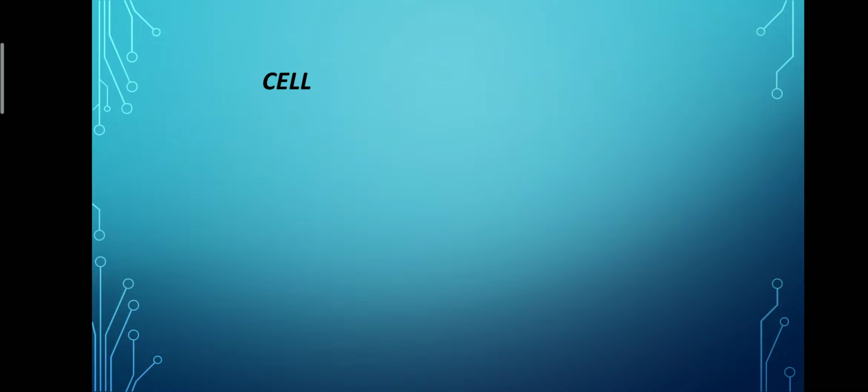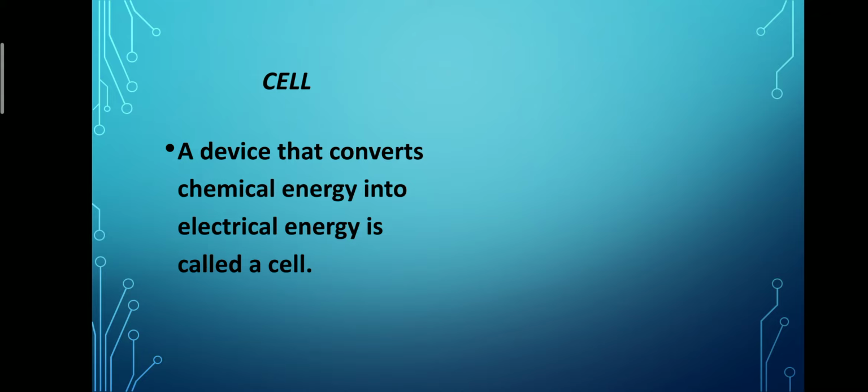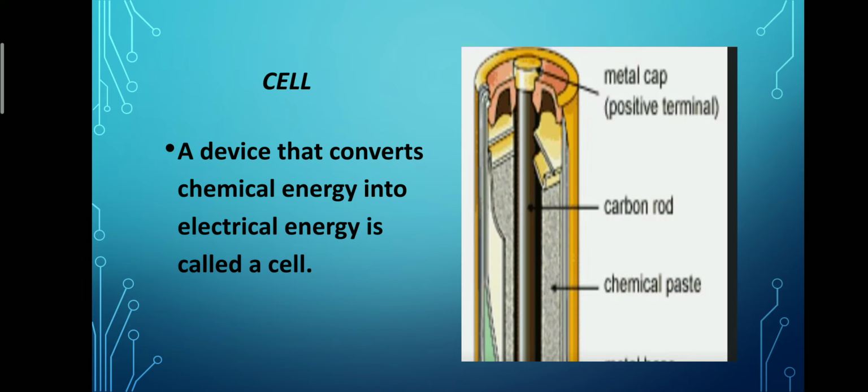And next one is the cell. So what is a cell? A cell is a device that converts chemical energy into electrical energy. So look at this picture. Here this is a cell, and this cell will undergo a process called electrolysis, and it will have two electrodes, a positive and a negative, and an electrolyte. Okay, so anything which consists of an electrolyte and a metal rod will act as a cell.